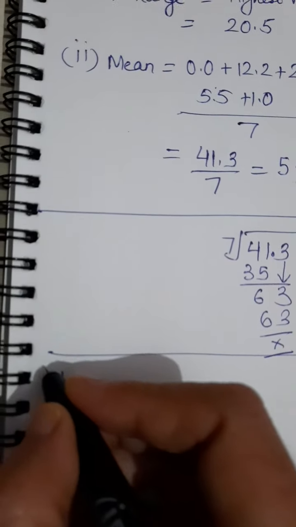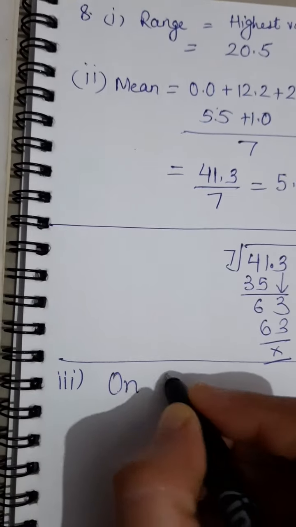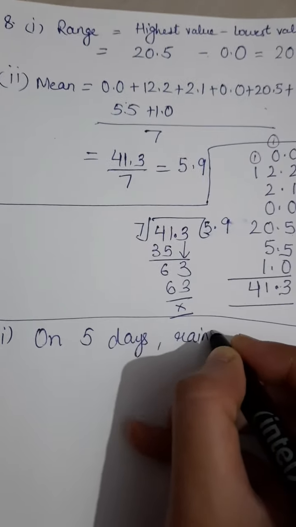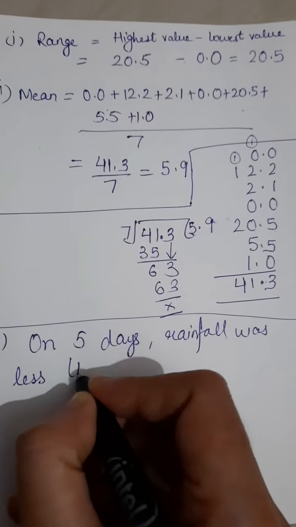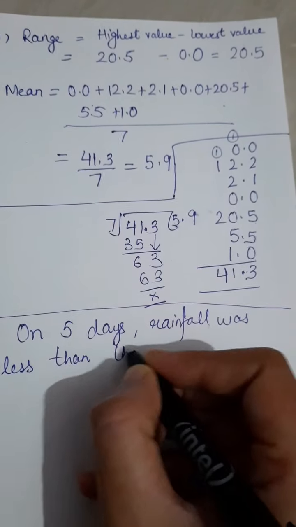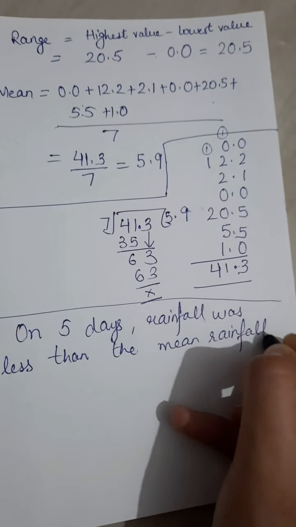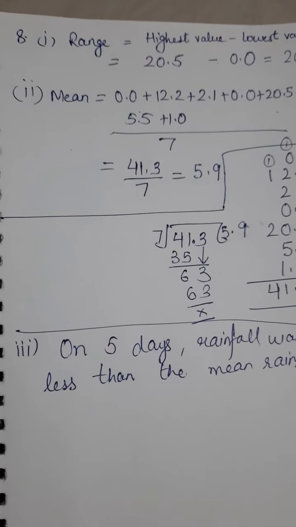So our third answer will be, write down, on 5 days rainfall was less than the mean rainfall. Alright, this is how you have to do this sum. Next is question number 9.